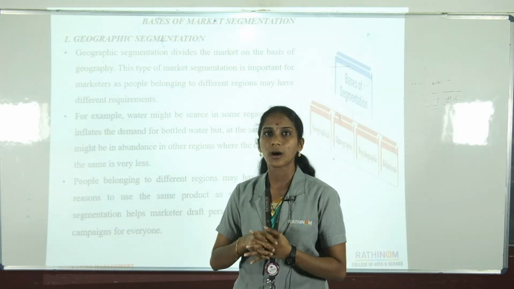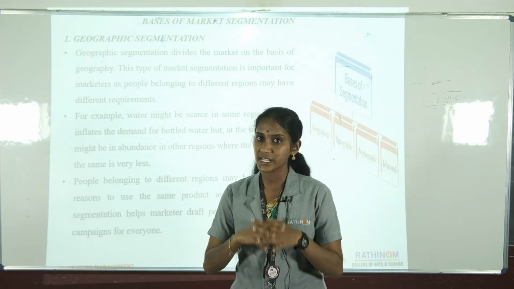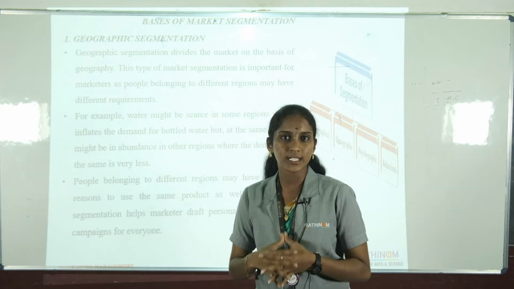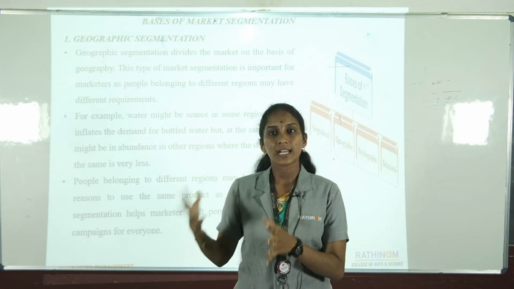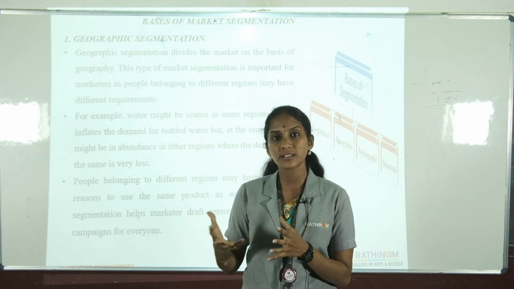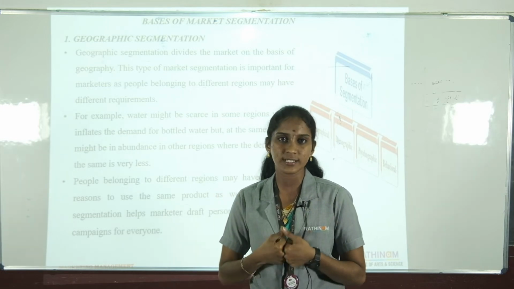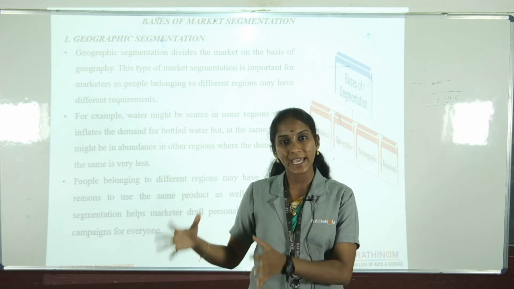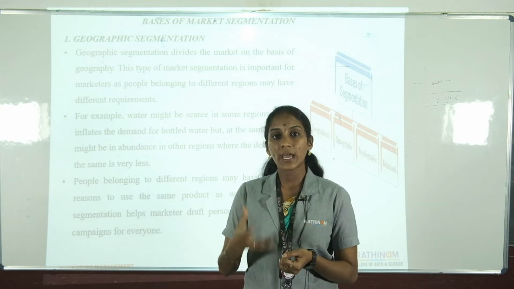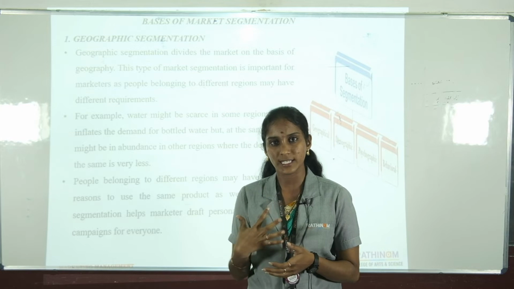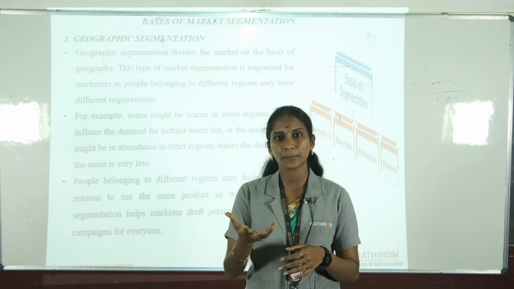As we all know the term geographic, some products are much needed and in much demand in certain places. If you take a deserted place or a climatic place where it is chilly, the people there prefer woolen clothes. They need comfortable, heavy-weight clothes. So according to the nature of the place, it is segregated. In a desert place, where water is mandatory for consumption, the demand will be more for water.